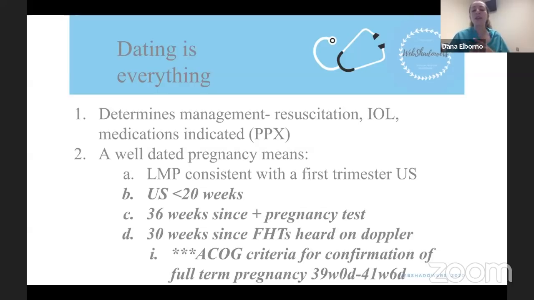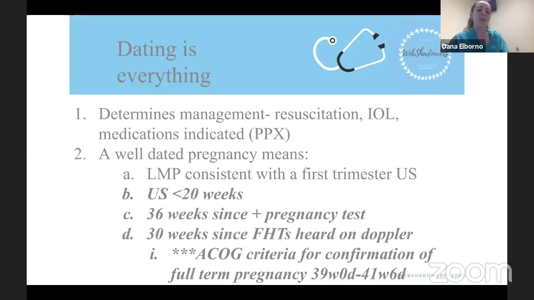to try to optimize prematurity by giving medications to help a baby's lungs develop or protect the neurologic system before a baby delivers, to know whether or not to induce somebody or keep them pregnant, to know whether or not a C-section would be indicated or not based on their gestational age. I mean, dating is really truly everything in pregnancy.